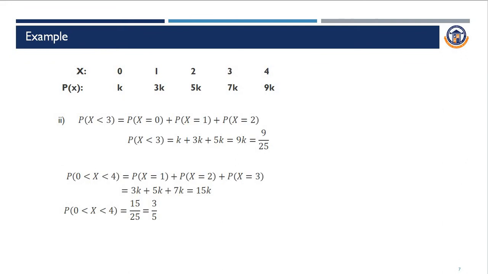Next one is P of 0 less than X less than 4. In the given X values 0, 1, 2, 3, 4, X lies between 0 to 4. The possibilities are P of X equal to 1 plus P of X equal to 2 plus P of X equal to 3. The corresponding probabilities are 3k plus 5k plus 7k. The total is 15k. K value we already calculated as 1 by 25. Substituting here we get 15 by 25. Simplify this we get 3 by 5.